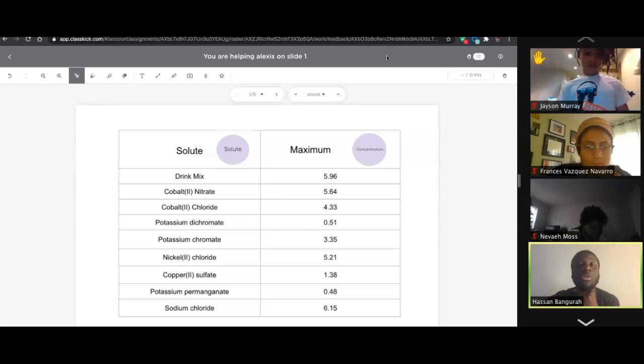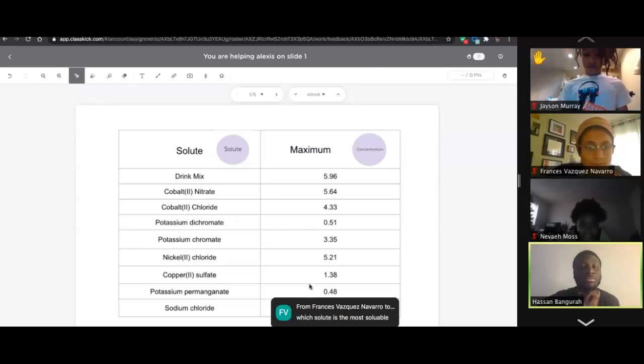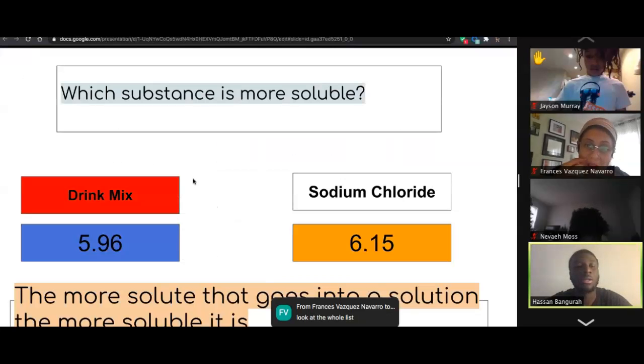Drew, I think there's one that's more soluble than that. Which one is the most soluble? Is it going to be the biggest number or the smallest number if it's the most soluble? Interesting. So you told me earlier, the more solute that goes into a solution, the more soluble it is.